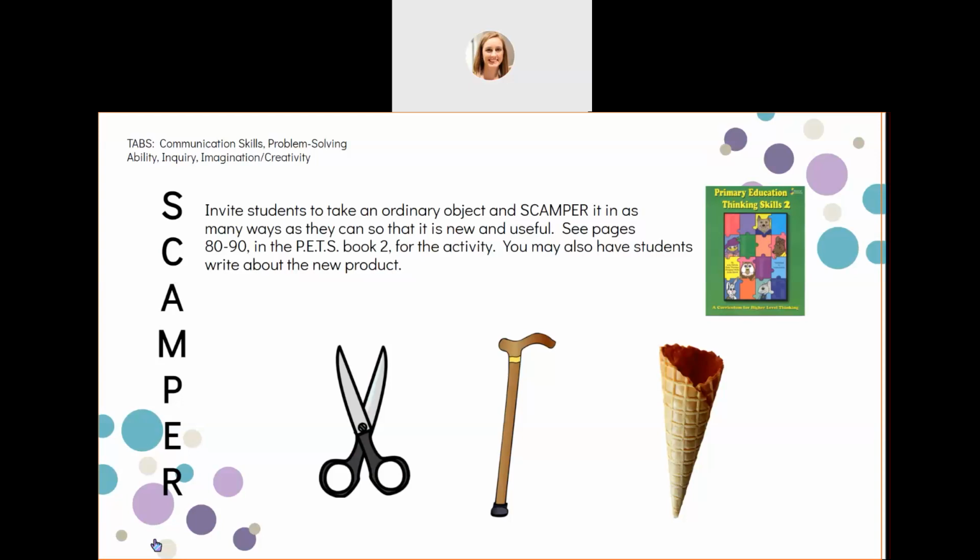The Primary Education Thinking Skills book has a great activity that you could use for this on pages 80 through 90. And then you could have students write about their new product that they've come up with after they do the Scamper. So this activity would lend itself on the tabs to communication skills, problem solving ability, inquiry, and imagination and creativity. So that would be a great strategy to use.